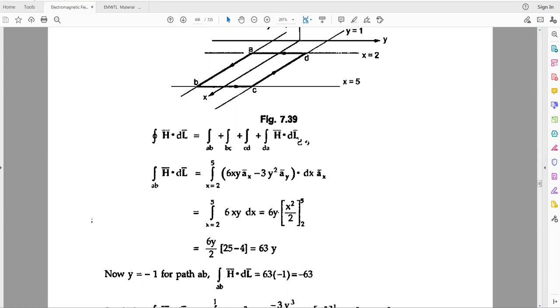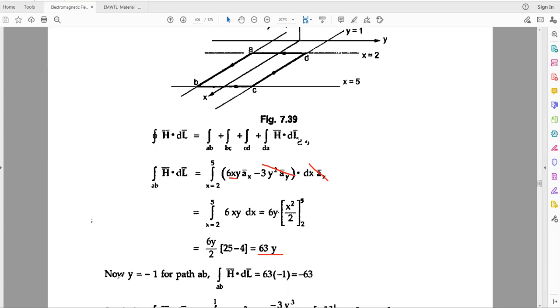Carefully observe, my dear students. It's ax bar, dx into ax bar. So ay into ax bar is 0. The second term gets 0, and you only get the first term: 6xy into dx. Ax bar dot ax bar is equal to 1. So 6y into the integral of x is x square by 2, upper limit 5 and lower limit 2. Substitute the values to get 63y.